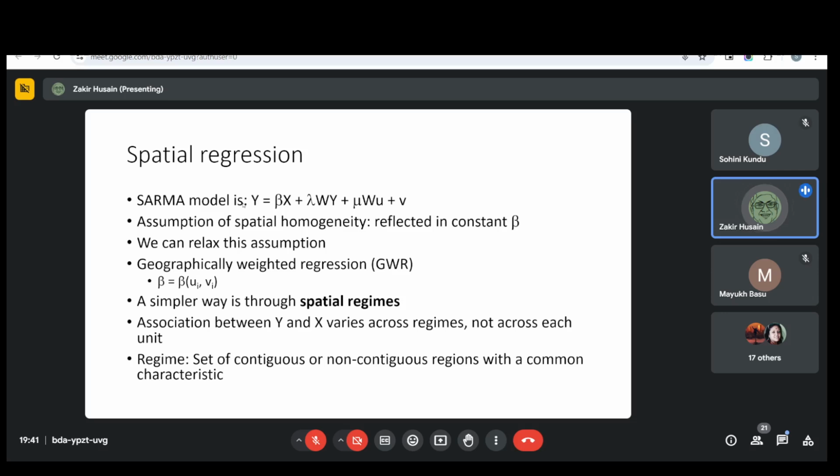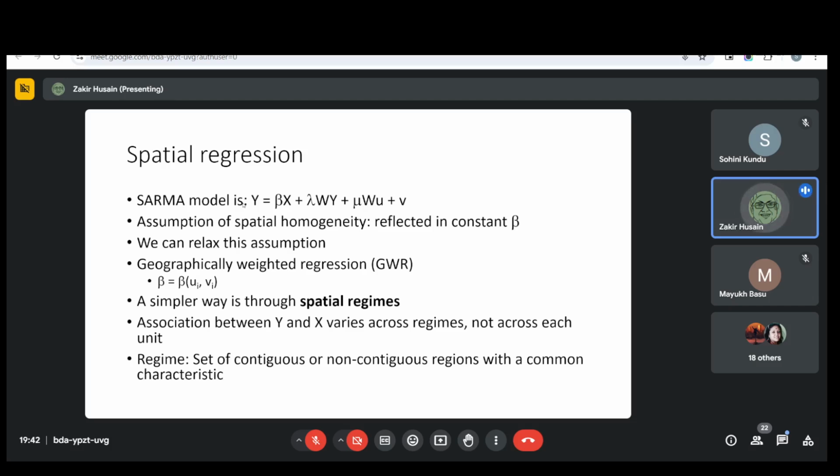So the association between y and x varies not across all the units, as in the GWR. It varies across regimes. So what happens is, if we have, let us say, k number of regions, we cluster them into a smaller subset, into small groups. So instead of k, we have a smaller number of groups. Let us say we have 5 groups, 6 groups, not too many, and we estimate regressions for each of them.